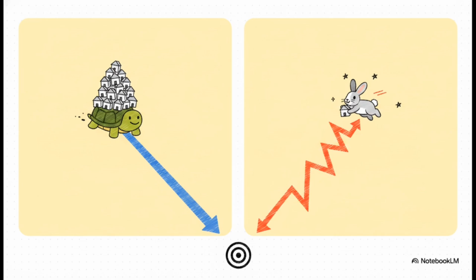Stochastic gradient descent, on the other hand, acts like a quick rabbit. It updates the parameters after looking at just a single example. It looks at one house, adjusts the line. Looks at the next house, adjusts the line. It takes a much noisier zigzagging path to the bottom, but man, it gets there incredibly fast.